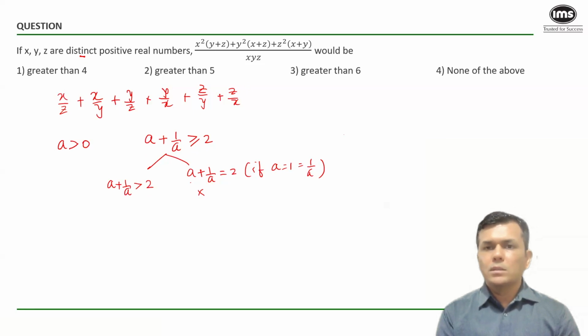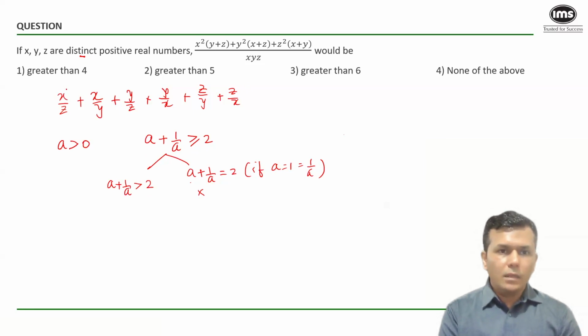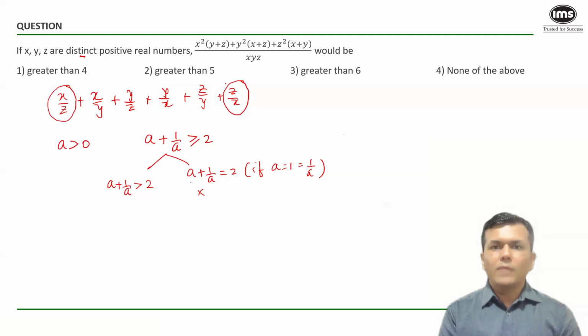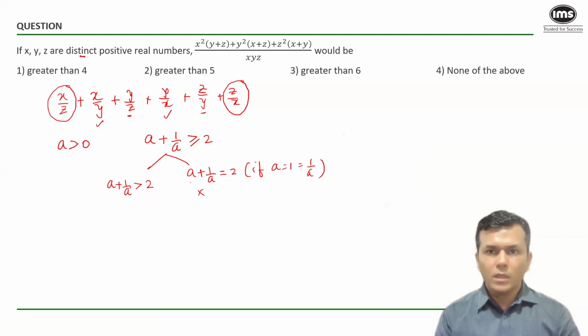What is a plus 1 upon a? It is nothing but the sum of a positive number and its reciprocal, right? So here, can we say that, let's say this is a positive number, this is its reciprocal, they have a value which is greater than 2. Similarly, these two, that is the x by y and y by x, they also have a value which is greater than 2. And the third pair, y by z and z by y, they also have a value which is greater than 2. So greater than 2 plus greater than 2 plus greater than 2, the total value is going to be greater than 6.